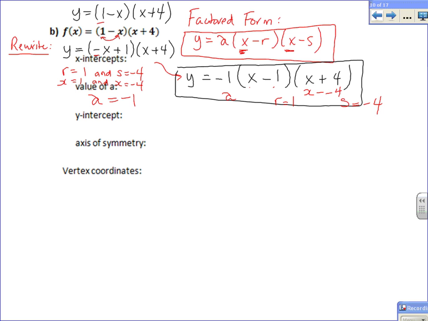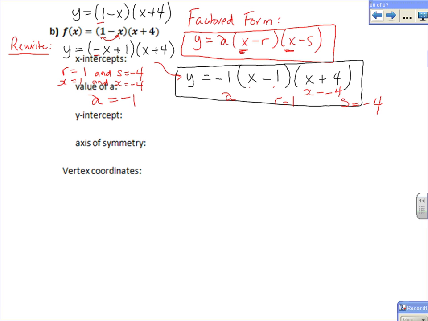Okay, we can also write our x-intercepts or our roots as x equals some value. The letters r and s are just letters that we use here for factored form. It's also correct to state x equals 1 and x equals -4 are my two x-intercepts.